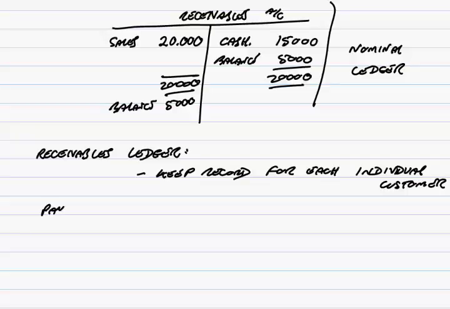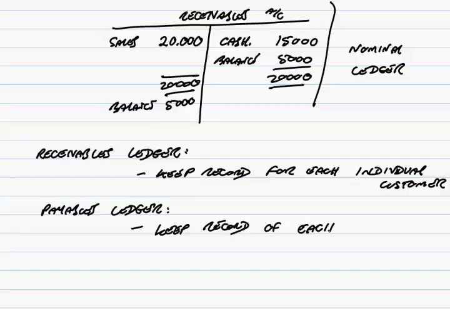And similarly, there'll be a payables ledger. This will keep a record of each individual supplier. So again, we will have a payables T account where we'll know how much we owe in total, but it's in the payables ledger where we'll know who is owed that money, each individual liability.